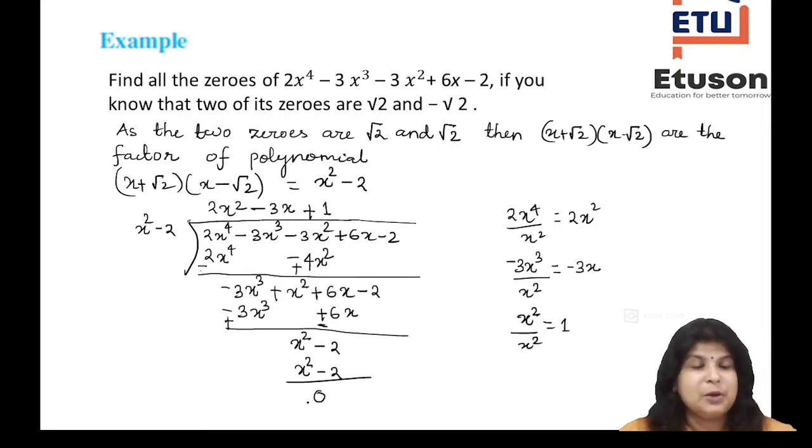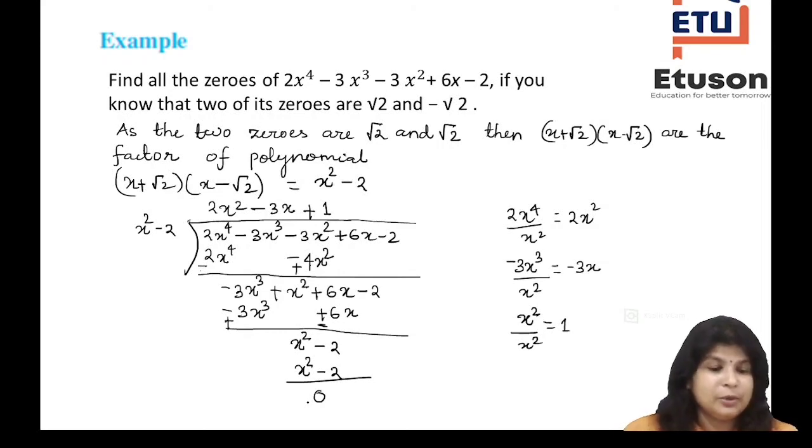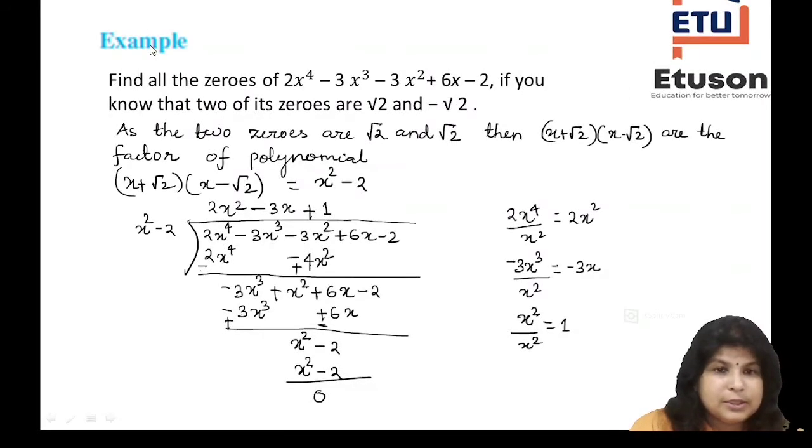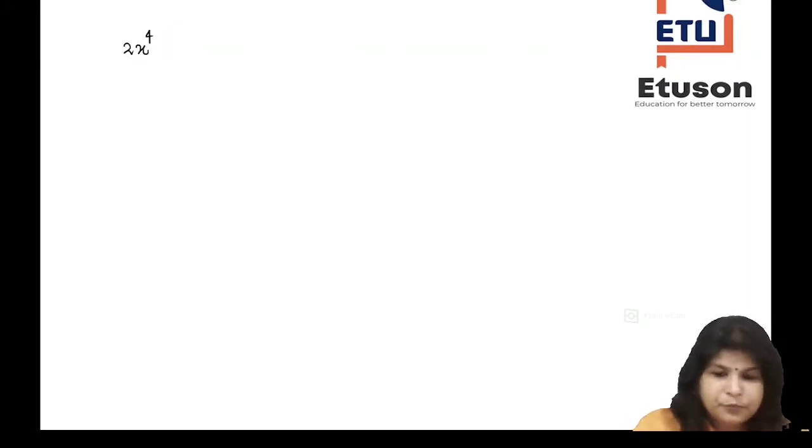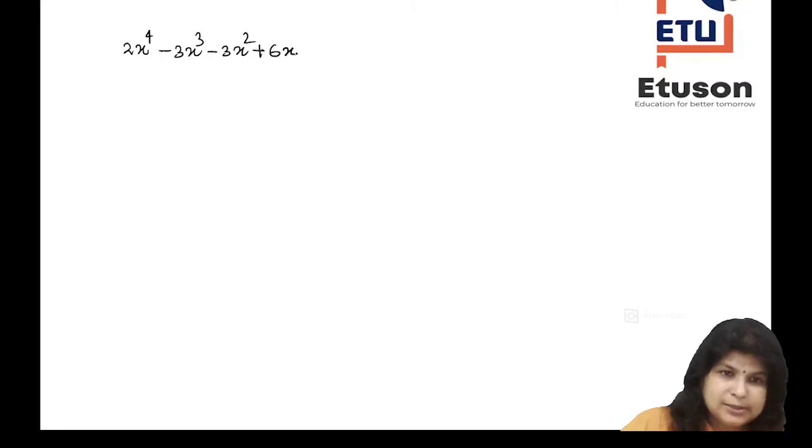So you have just found out the quotient of the division. Okay, so now what you have to find out? You have to find out the zeros. So how to find out the zeros then? Let us do it. So let us write down the polynomial here again, that is 2x to the power 4. So we'll check it once again. Minus 3x cube, minus 3x square plus 6x, right, minus 2.